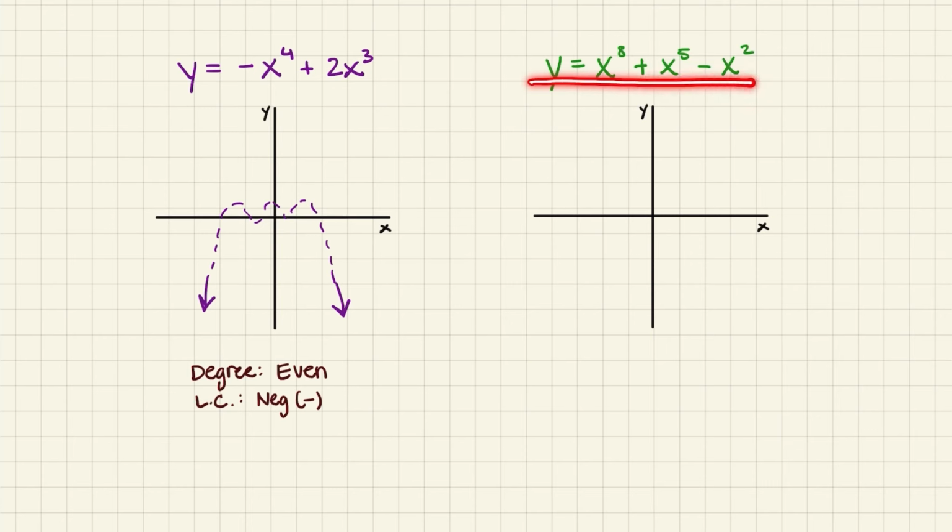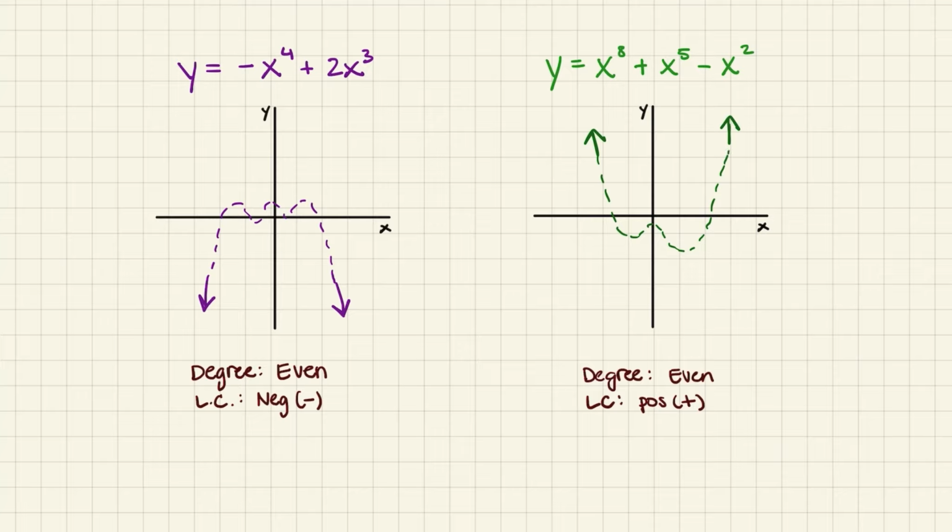So y equals x to the eighth plus x to the fifth minus x squared. Our degree and our leading coefficient. Our degree is the highest power, which is an 8, and that is even. Our leading coefficient is a 1, so that is positive. So even degree with a positive leading coefficient, that means it's going to be up on the left and up on the right. We'll draw our squiggle in the middle.